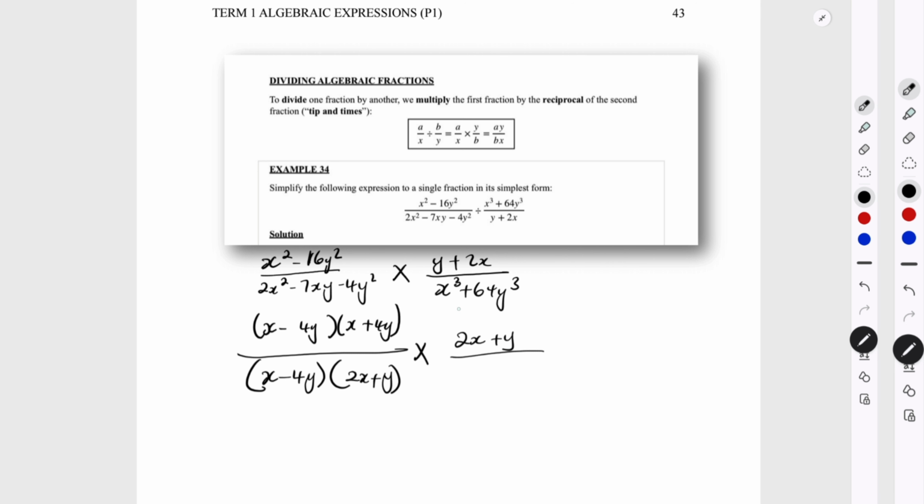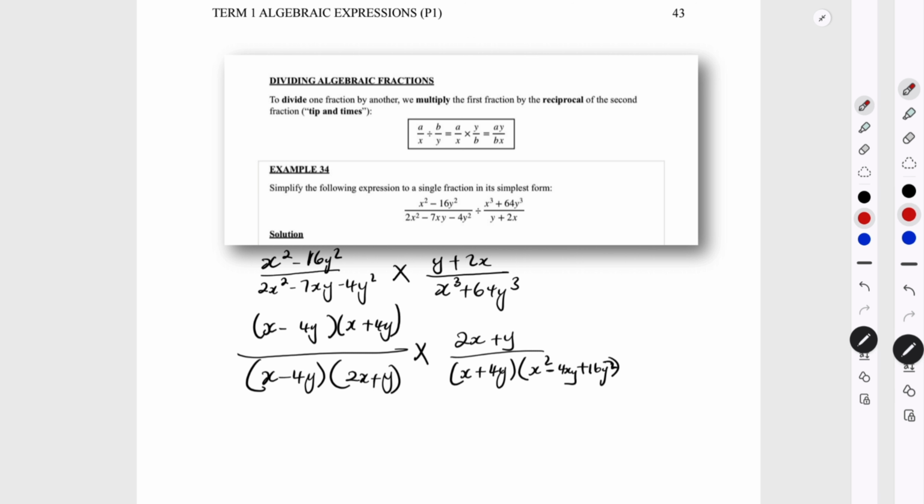Underneath, what do I have? I have a sum of two cubes. This is x plus 4y. This will be x squared. The last term will be 16y squared, plus. Remember, the last term is always plus on a cube. This will be minus 4xy.